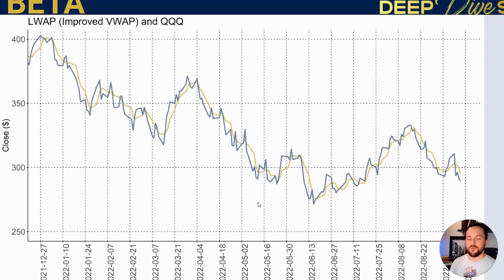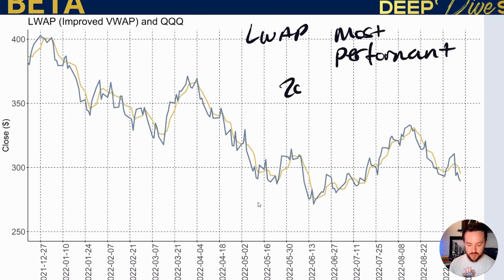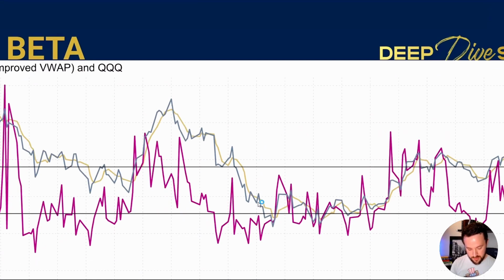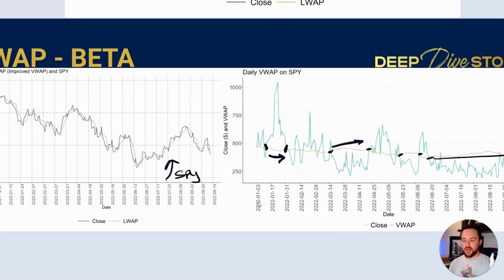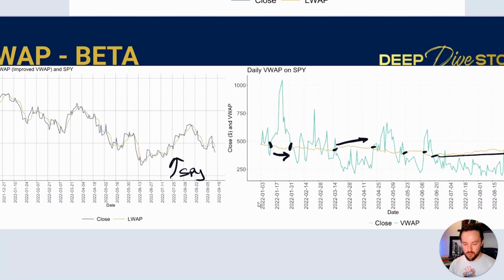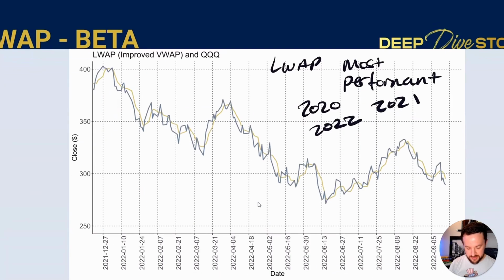And in fact, one of the cool findings is that LWAP is most performant in 2020 and 2022. Why? Because those are the most volatile times. 2021 is okay. It still gets a profitability. But in 2020, you should see some of the backtesting. During February, March of 2020, chef's kiss. Beautiful. Because again, the more volatile and the more you need the data, the more LWAP shines.